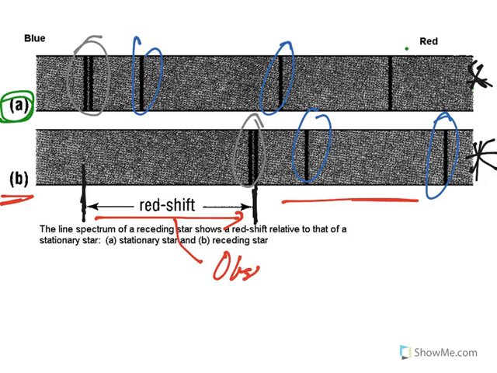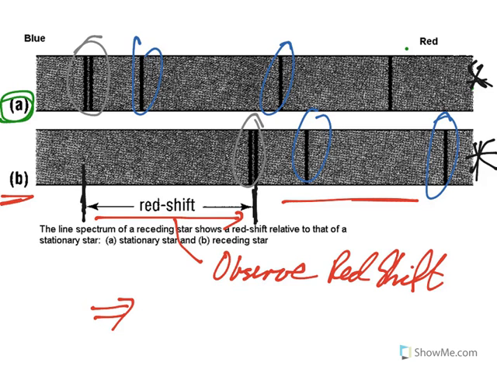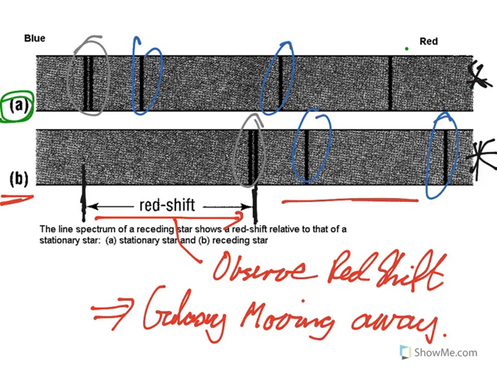So we observe red shift. Now, we know red shift is associated with something that's moving away, and so what that means is that the galaxy is moving away. So galaxies are therefore moving away from us. The red shift of the spectral lines then gives us the velocity, because the amount of this shift, how far these things have shifted, depends on the speed that it's moving.